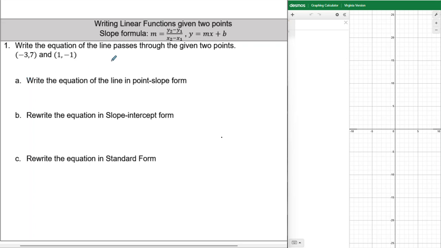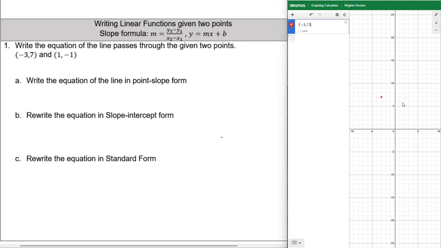In this lesson, we will look at writing equations of a line in different forms when you're given 2 points. It says here, write the equation of a line that passes through the given 2 points, (-3, 7) and (1, -1). Let me go ahead and plug these points in Desmos so we can see what we're trying to do.